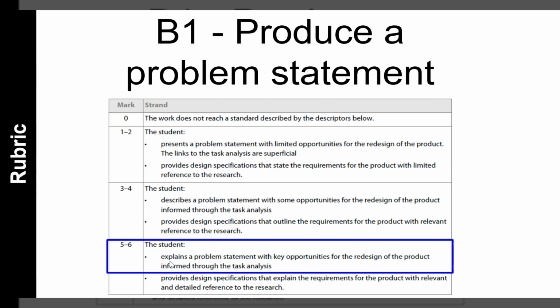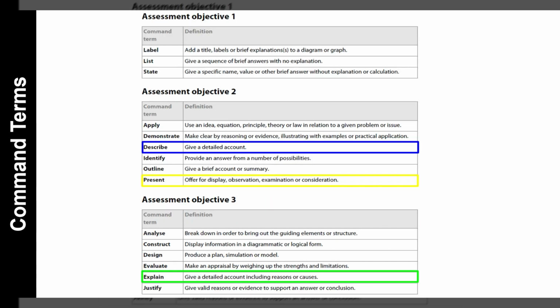So for B1, what you've got to do is explain. From our rubric, we can see that we got to explain the problem statement with key opportunities for the redesign of the product informed through the task analysis. So basically, what you're doing is you're using the information that you've got from criterion A to produce a problem statement in very simple terms.